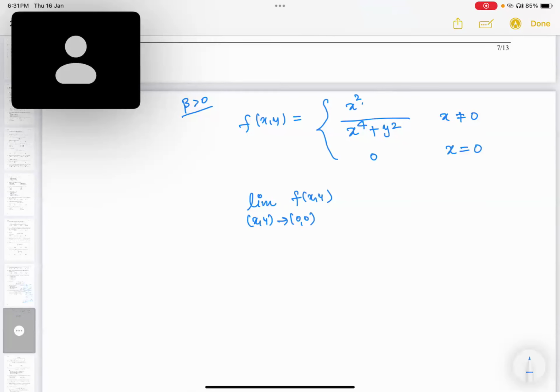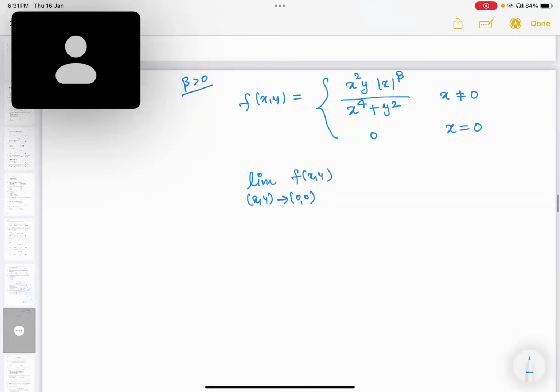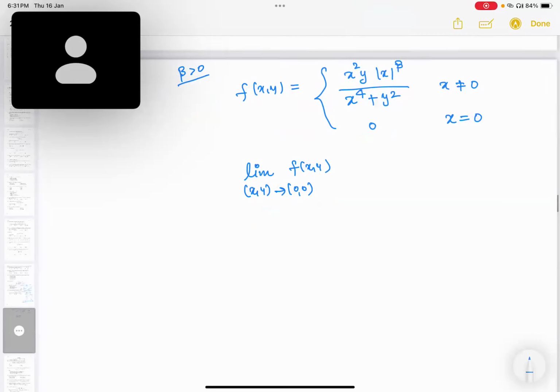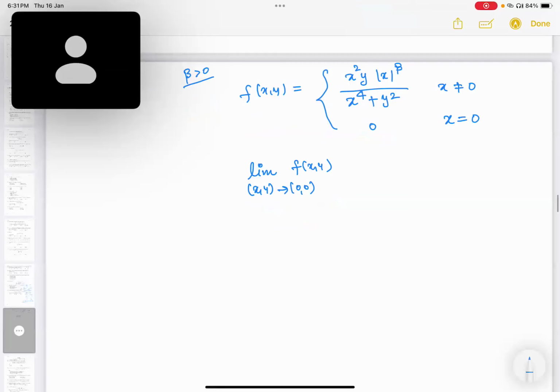x square y mod x to the power beta. I'm just rearranging the terms, nothing else. So now, what can you say about this function? What can you say about this limit? Try to solve this part.